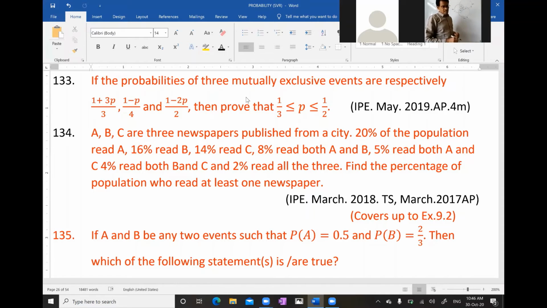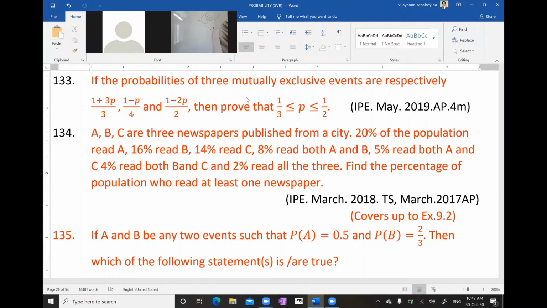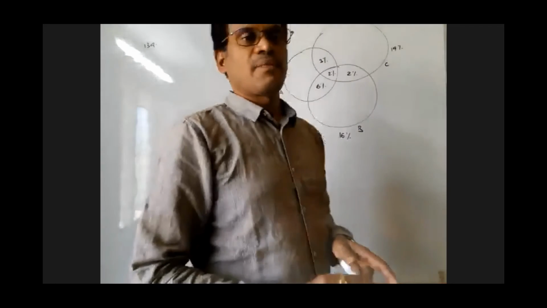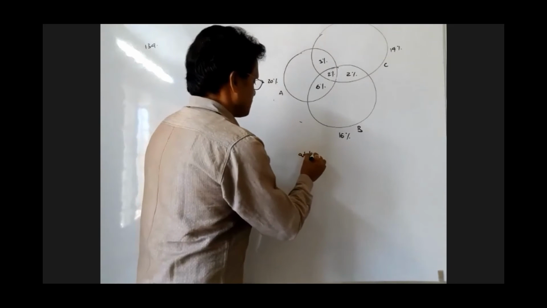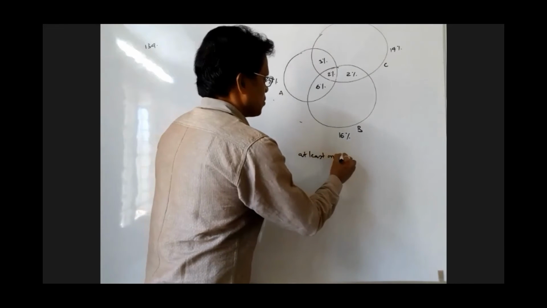Now, what is the question? Find the percentage of population who read at least one newspaper. Yes, my dear. Now I have stopped sharing, my dears. I think all of you noted the problem. At least one newspaper. Percentage of population.